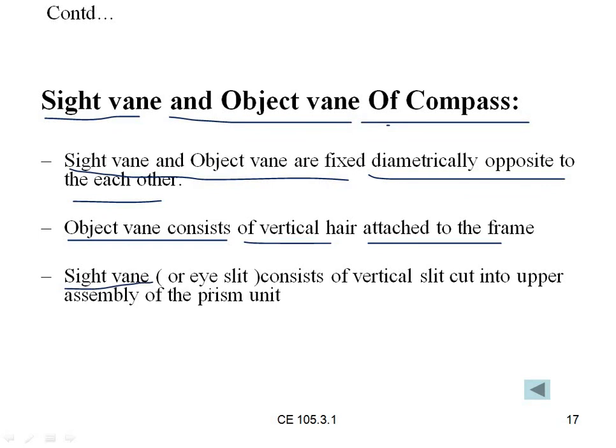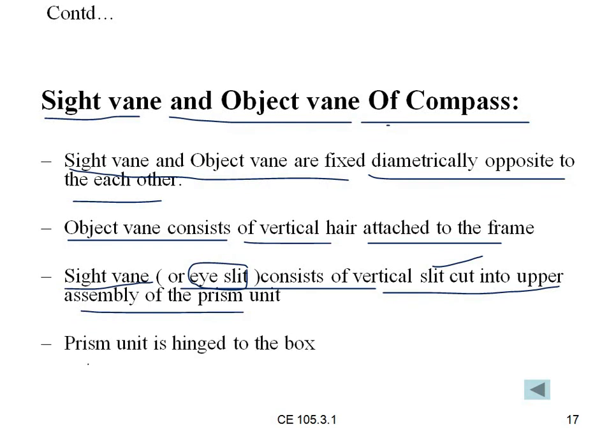The sight vane, or eye slit, consists of a vertical slit cut into the upper assembly of the prism unit. So this is a sight vane, or we also call it an eye slit. It consists of a vertical slit cut into the upper assembly of the prism unit. And next, the prism unit is hinged to the box. So this prism unit is connected, hinged to the box.